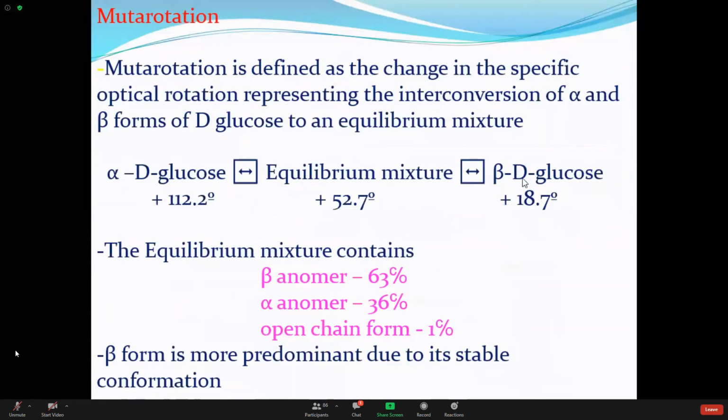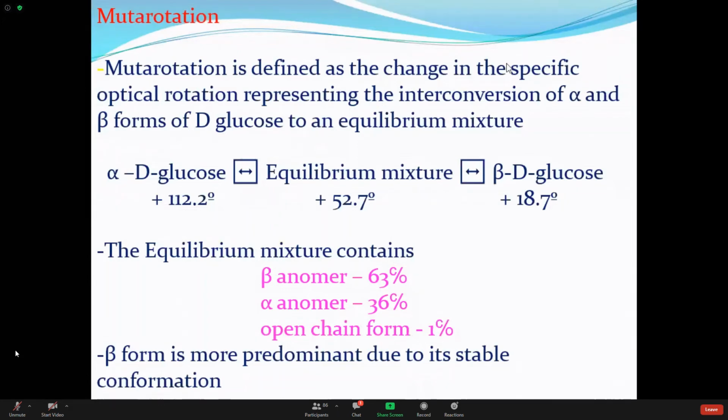Now suppose you are mixing the alpha variety and the beta variety together. Now what is happening? The alpha variety is losing rotation, coming from 112.2 to 52.7. The beta variety is gaining angle of rotation. Understand? It is coming from 18.7 to 52.7. And in the equilibrium mixture, the angle of rotation is seen to be 52.7 degrees. So this whole phenomenon is called mutarotation.